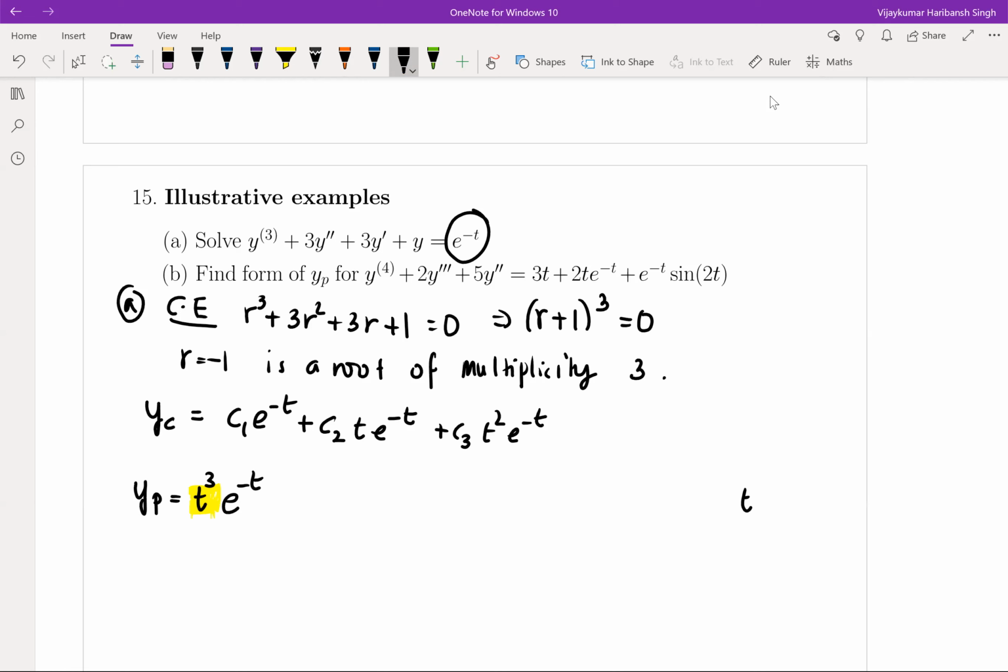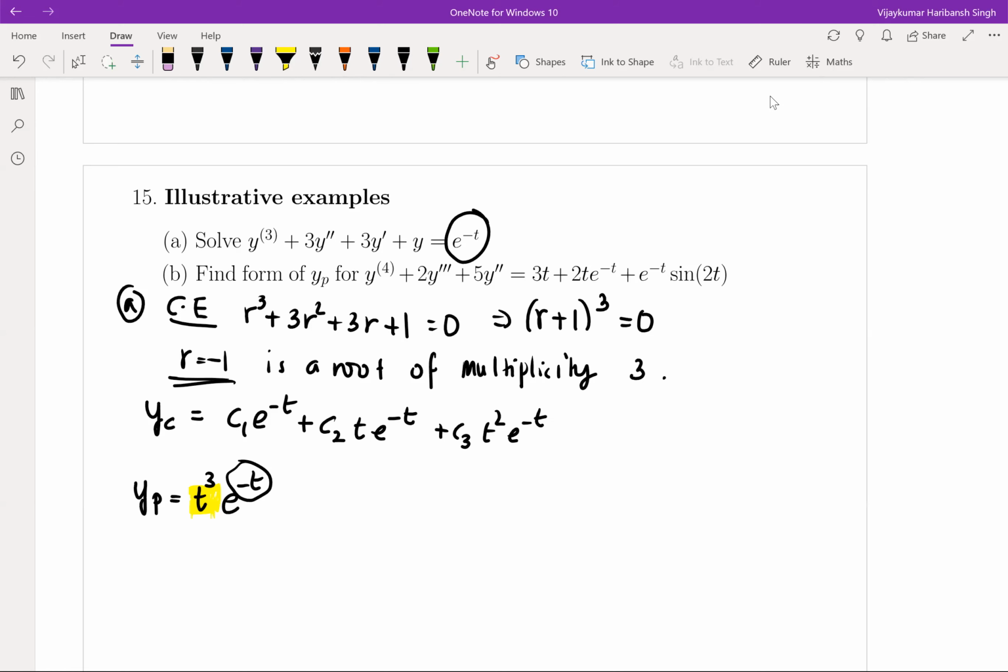In general, it is t to the power s. And we only get t cubed because of the overlap of the root, because this is e to the power minus t as well. If it was e to the power 2t, then you wouldn't have to multiply by any power of t. Okay, so now let's solve for this.